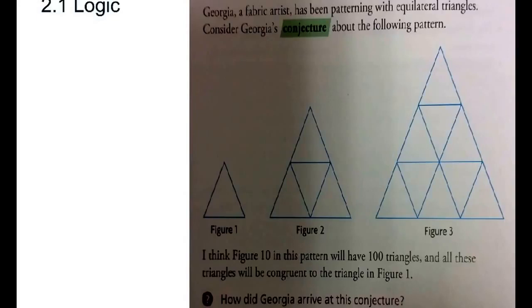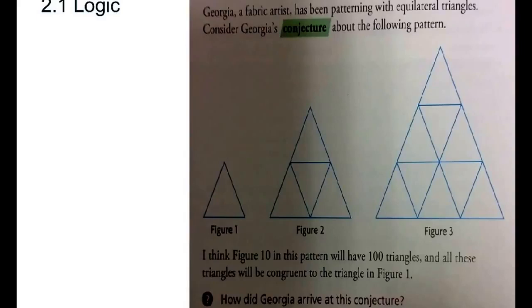So first of all, this one you can see we got a series of triangles. The idea is if we keep adding another row to the pyramid, how many triangles will we end up getting? So you can see here this Georgia, she makes a conjecture. A conjecture is just an educated guess that you can actually test to see if it's true or not. So her conjecture is that by the time she continues the pattern and gets to level 10 of the pyramids, there should be 100 triangles total.